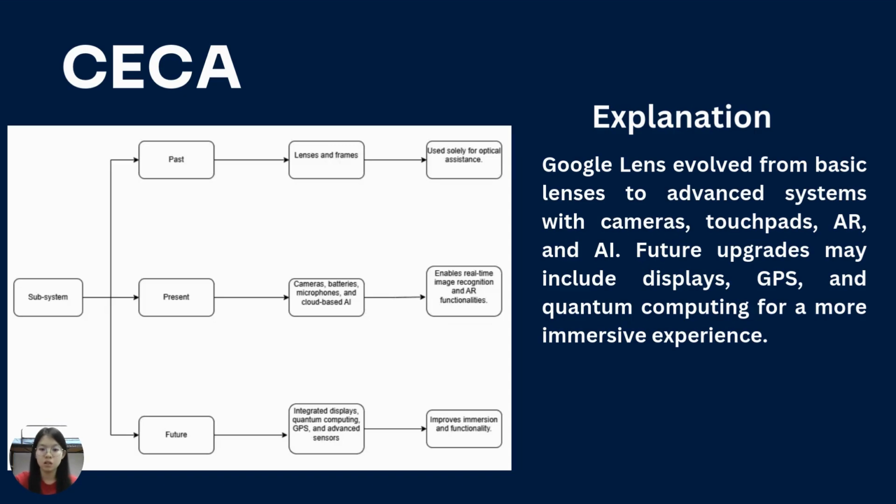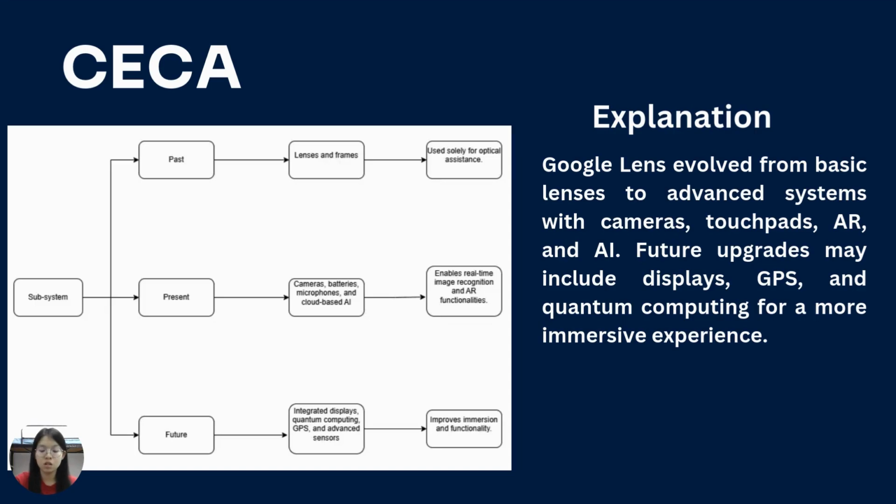In summary, Google Lens evolved from simple tools like Google Search and early AI into an advanced system integrating AI, AR, and real-time features like object recognition and text translation. It transformed glasses from basic vision correction into smart devices with advanced subsystems like camera and AR capability. Looking ahead, technology like quantum computing may further enhance its capability, offering even more immersive and connected experiences.